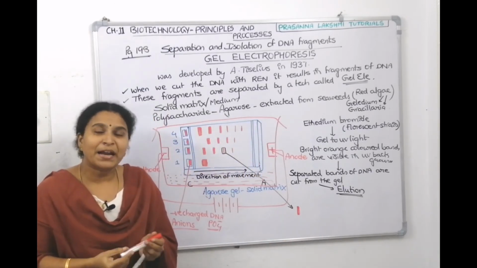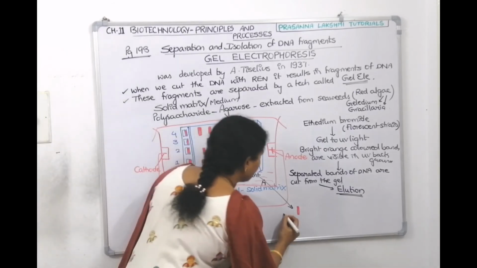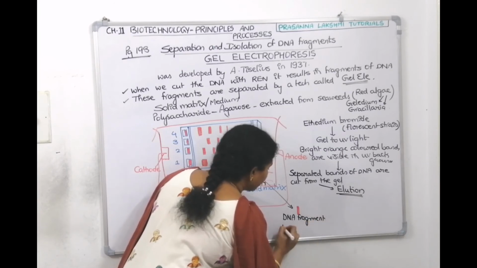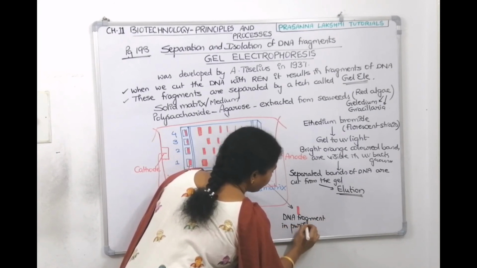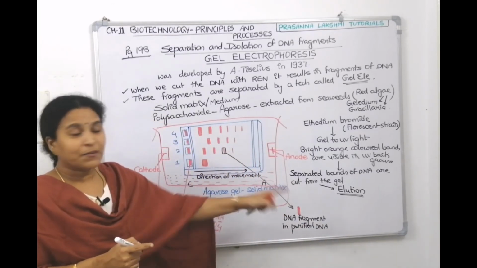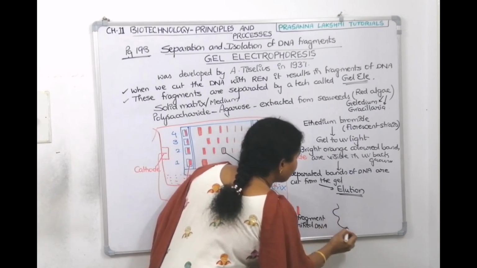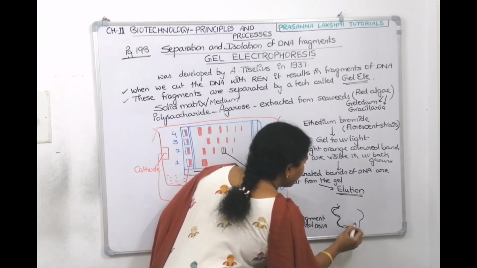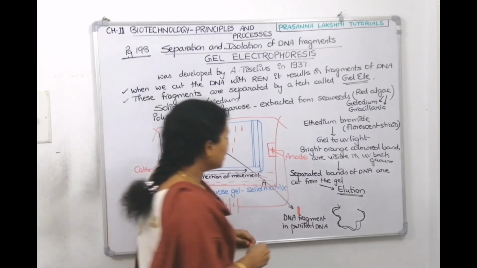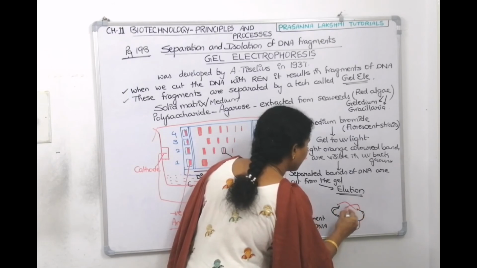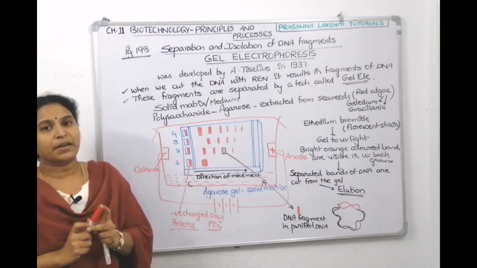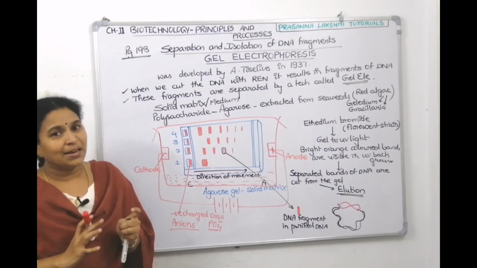Now this is combined with the vector DNA. You have your DNA fragment in purified form. Now combine this DNA fragment with the vector. Here is a plasmid vector waiting. Now bring the DNA ligase. What will it do? It will combine this DNA fragment with the vector DNA, and then you will get a recombinant vector. Understood? This is all about gel electrophoresis.